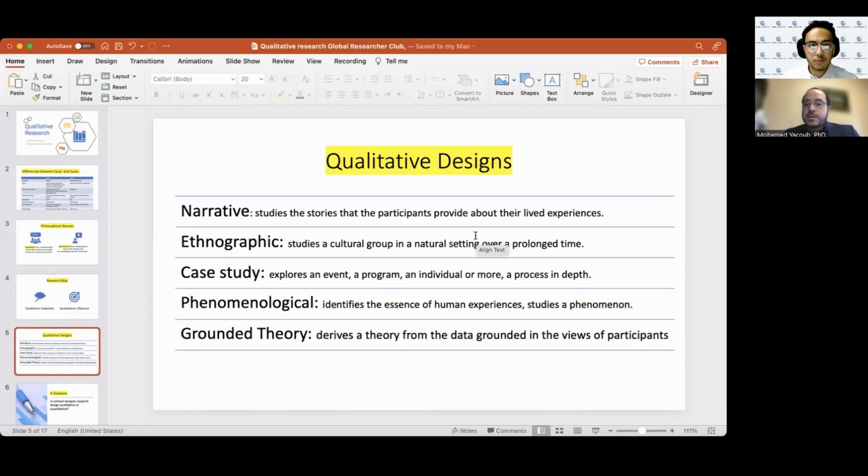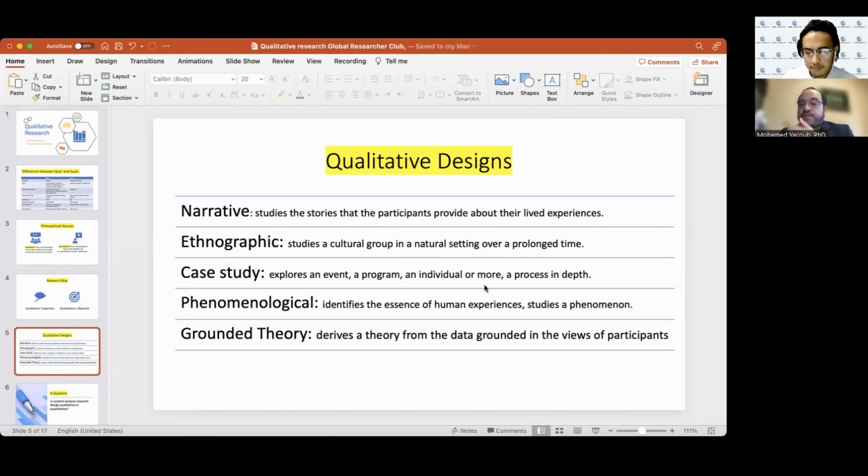Case study: the word case could refer to an event, a program, an individual, a person, a process. The word case study could refer to any of these. So you're interested in a case, you want to explore that case, that program, that individual, that person. So that's the word case study. It could be one, it could be more than one, it could be multiple case studies.